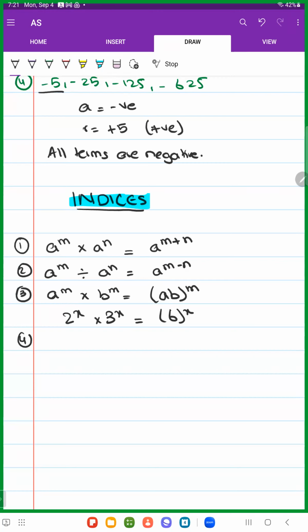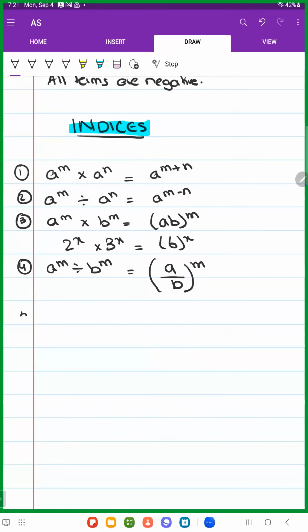Let's look at the fourth one. If I again have a^m divided by b^m, again, you can divide them and take the power common, because the bases were different but the powers were the same. Now, I have a to the power minus m. How can I write this?